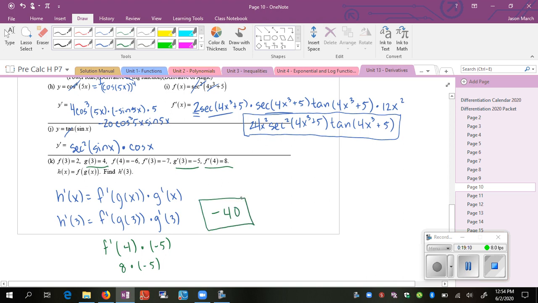So we have some extra information that was not necessary in terms of answering this question. And they always like to do that. Okay, that's the first day of the chain rule.